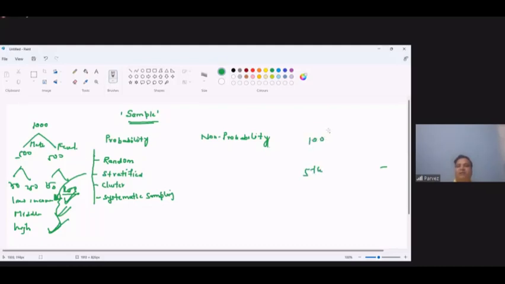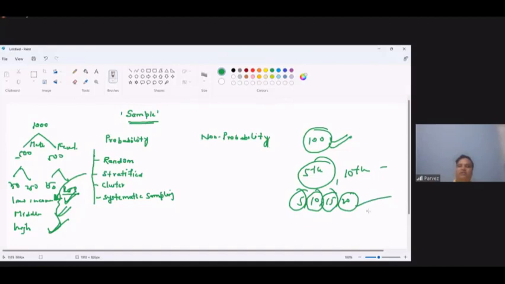Suppose you have a population of 100 people in a village. How to take samples? So I say every fifth item you select. Somebody will say, no, every 10th item you select. Fifth item means 5, 10, 15, 20. So every fifth person, every 10th person, every 15th person, every 20th person, I'm going to select like this up to 100. Somebody taking 10th means 10th person, 20th person, 30th person, 40th person, like that he can take.